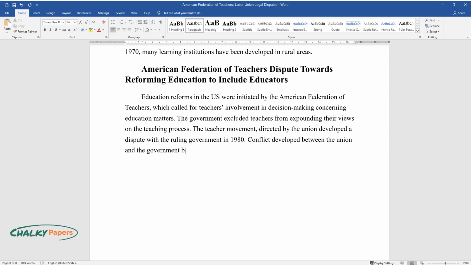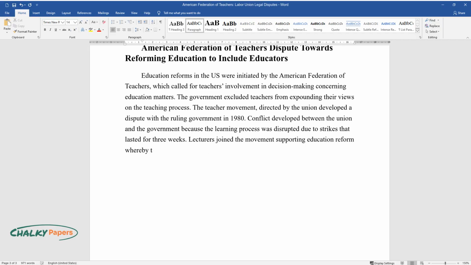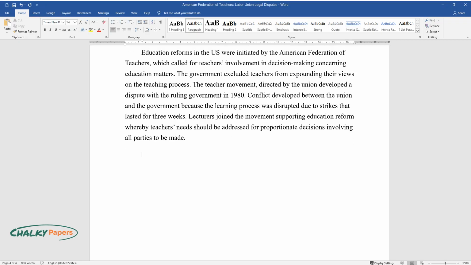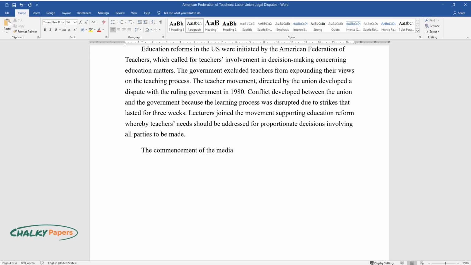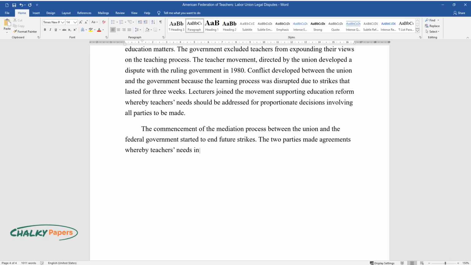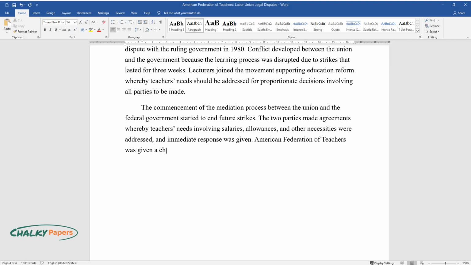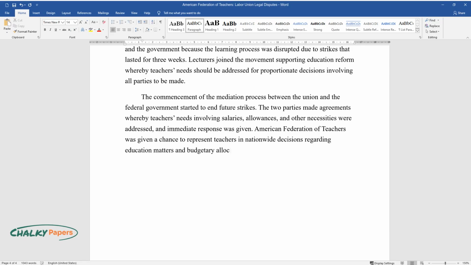Conflict developed between the union and the government because the learning process was disrupted due to strikes that lasted for 3 weeks. Lecturers joined the movement supporting education reform whereby teachers' needs should be addressed for proportionate decisions involving all parties to be made. The commencement of the mediation process between the union and the federal government started to end future strikes. The two parties made agreements whereby teachers' needs involving salaries, allowances, and other necessities were addressed, and immediate response was given. American Federation of Teachers was given a chance to represent teachers in nationwide decisions regarding education matters and budgetary allocation of learning institutions.